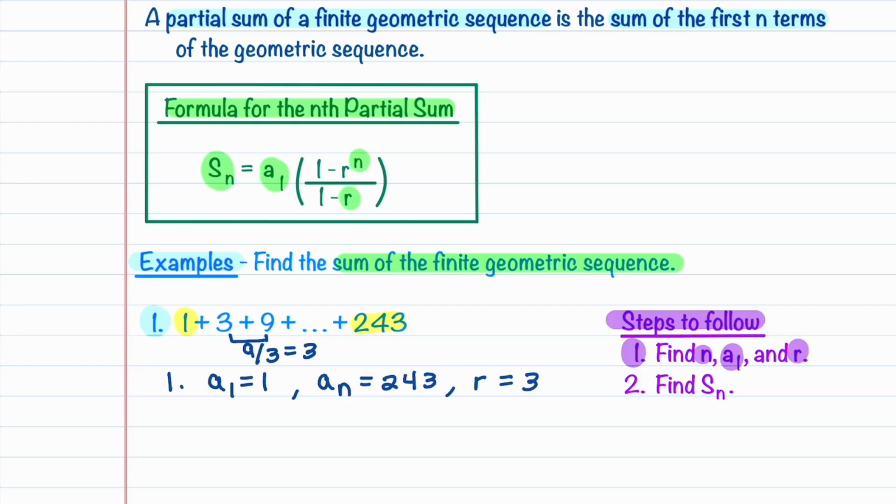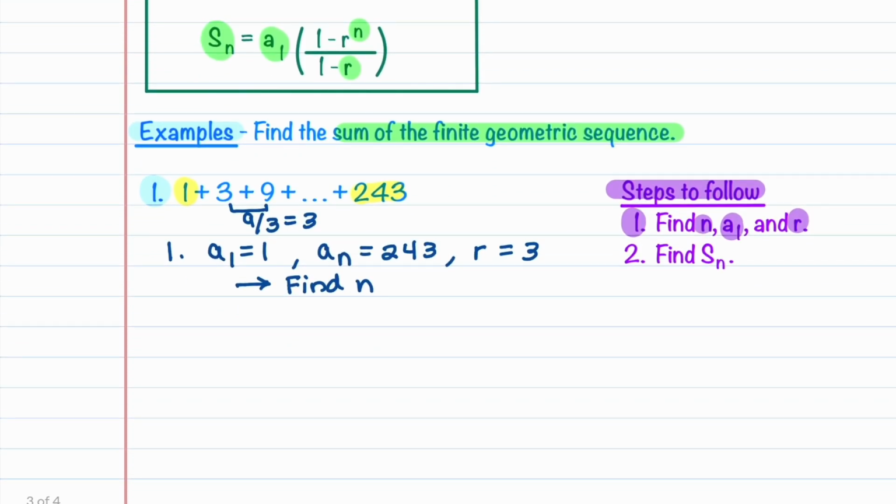Now let's think about what we need. We have a1, we have r, but we don't have n. So let's write down that we need to find n. The way that we're going to find n is we are going to use the formula for a sub n. Let's go ahead and write that down. a sub n is equal to a1 times r to the n minus 1. And let's highlight n because that's what we need to find. Let's go ahead and plug in what we have. a sub n is 243.